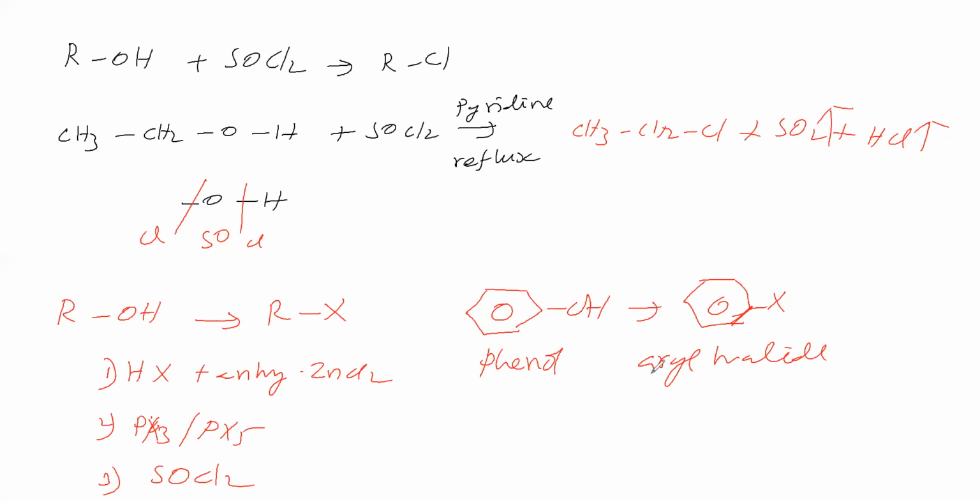Phenol we cannot convert. Why is it so? What is the reason? Because of the resonance effect. This oxygen shows resonance. Due to that resonance, this bond has partial double bond character. Because of the partial double bond nature, this bond is not breaking under this condition. Therefore, we cannot convert phenol into aryl halide, so we cannot use these reagents for it.